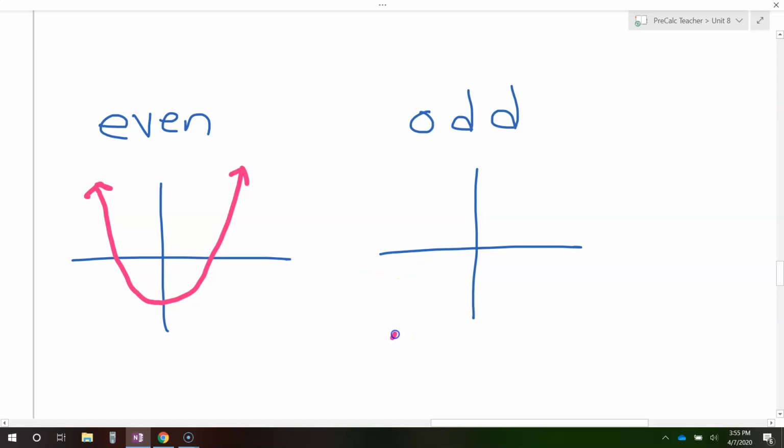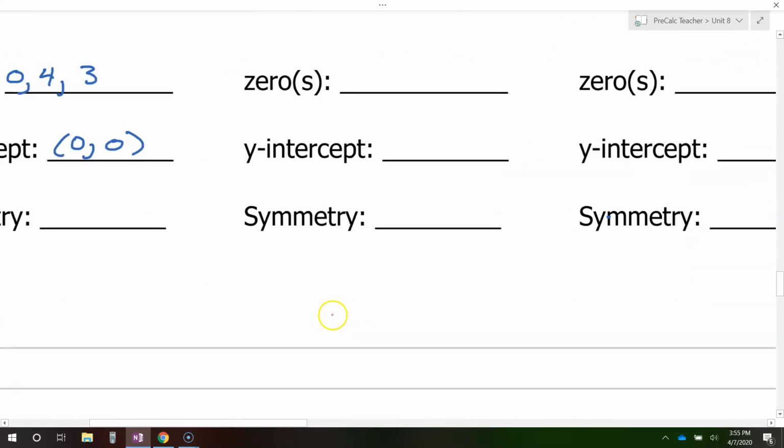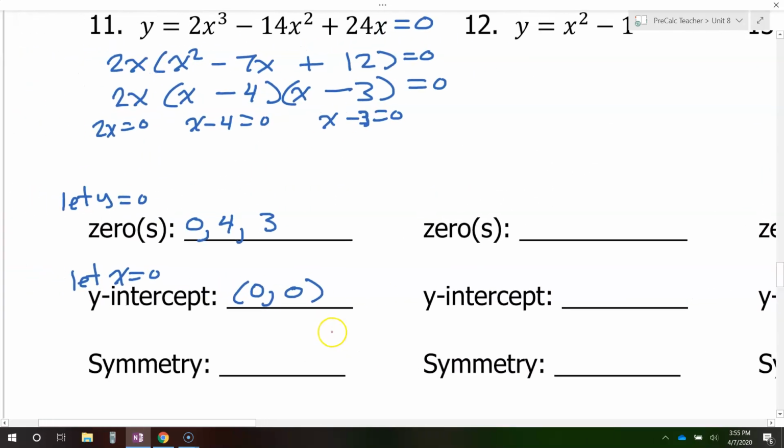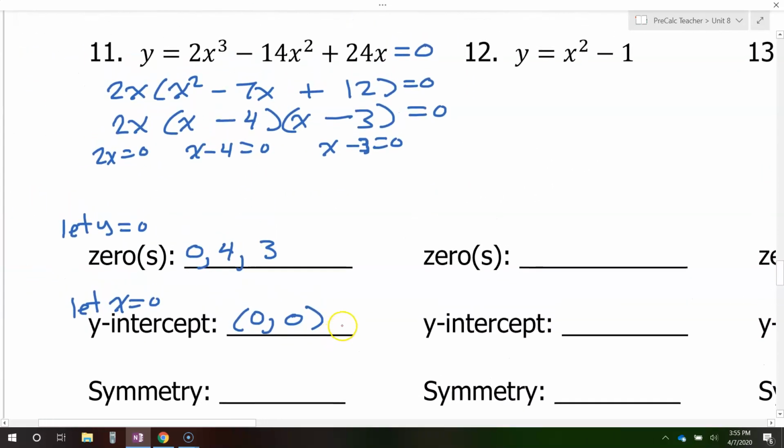Odd symmetry is a rotational symmetry based on the origin. So you'll know that you have odd symmetry if you rotate the picture upside down and it still looks the same. That's odd symmetry. Okay, now there's some other tricks I'm going to show you along the way, but graphically, that's what we are dealing with.